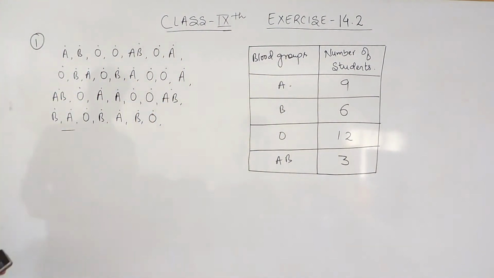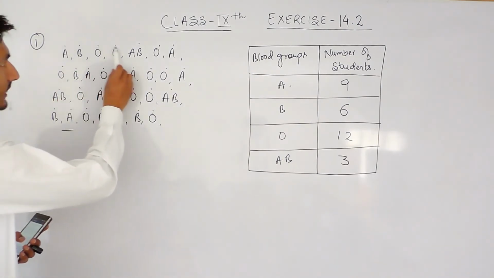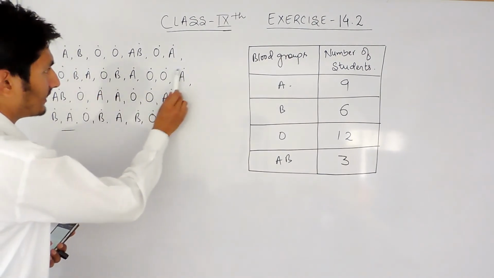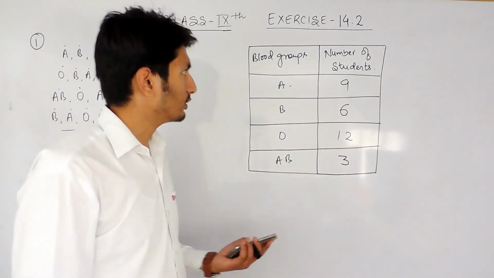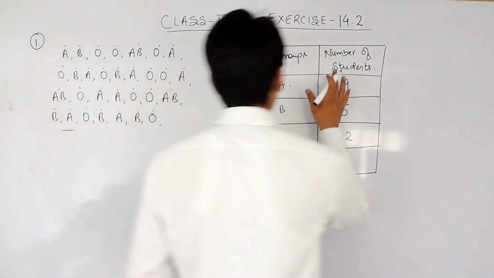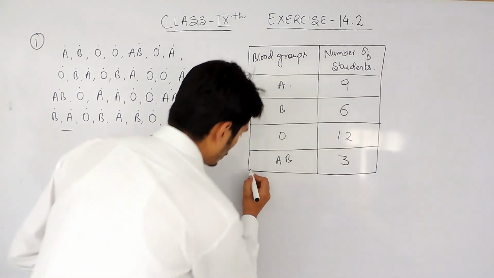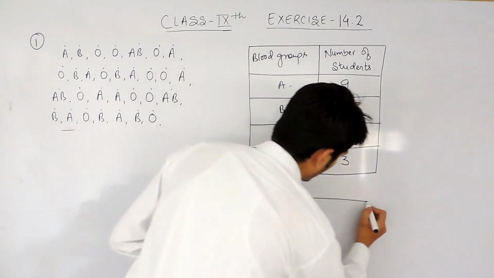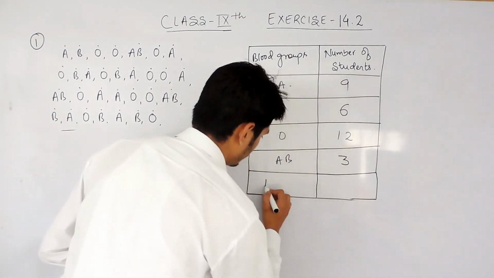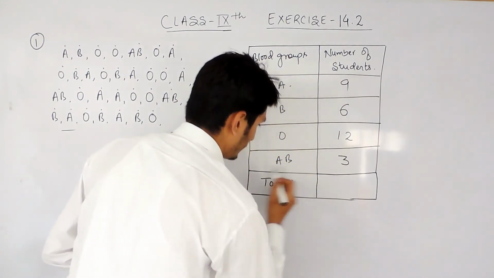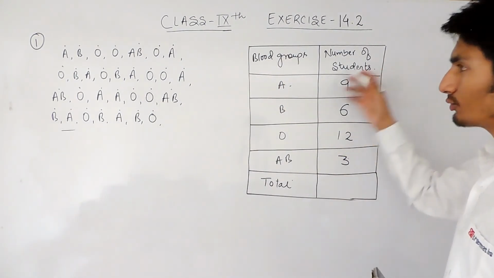Now let's see whether I have missed any data or not. So I have counted each and every data because I have marked each data. So I haven't missed anything. So you will find that this is the frequency distribution table, and at last if you want to total it, it will be equal to 30, because the total number of students was 30.